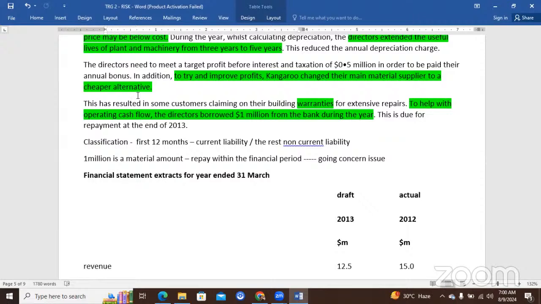If that provision is not increased, what will happen? Your liabilities are understated. Your expense is understated. So that is the impact. Let's look at that, because when we change to the local supplier, a low quality, cheaper alternative, obviously the provision will increase.